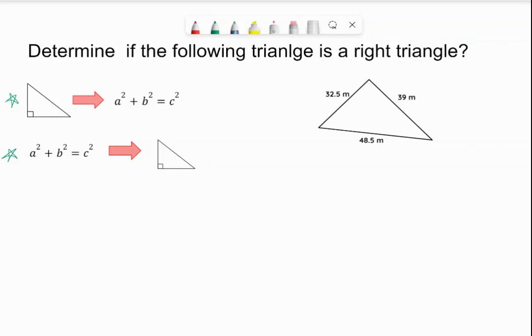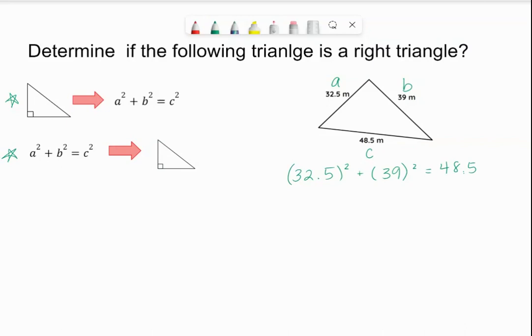So let's go ahead and examine the triangle we're given and identify what could be the hypotenuse. So we know the hypotenuse is always going to be the longest side, so I'm going to go ahead and call this C. And then it doesn't matter which of the legs is A or B. So we're going to say this is A and 39 will be B. So let's go ahead and plug it in and say 32.5 squared plus 39 squared is equal to 48.5 squared.